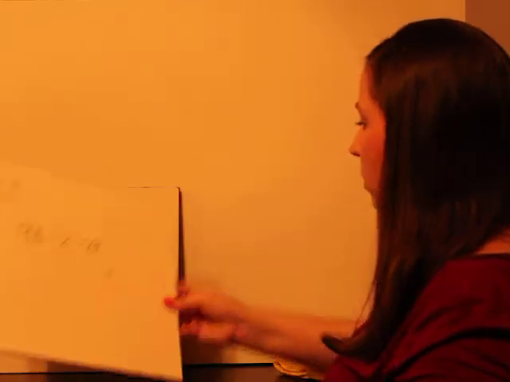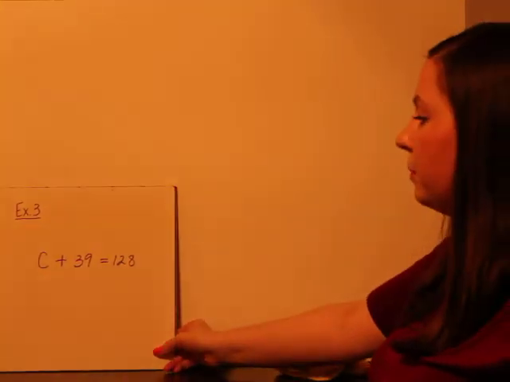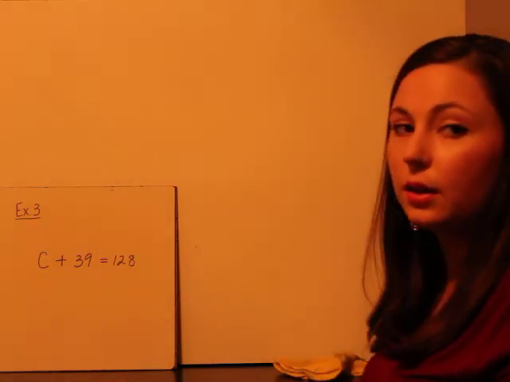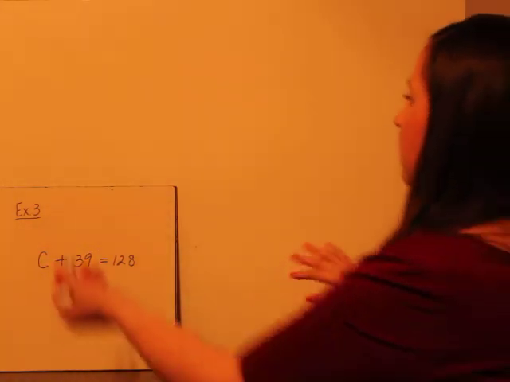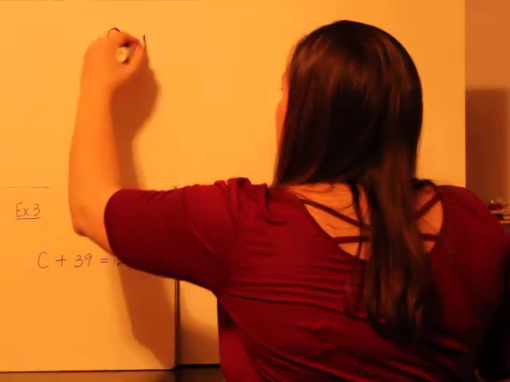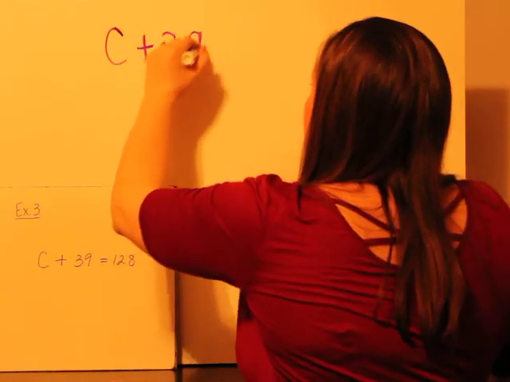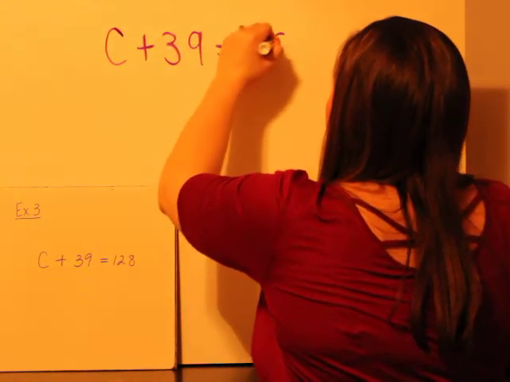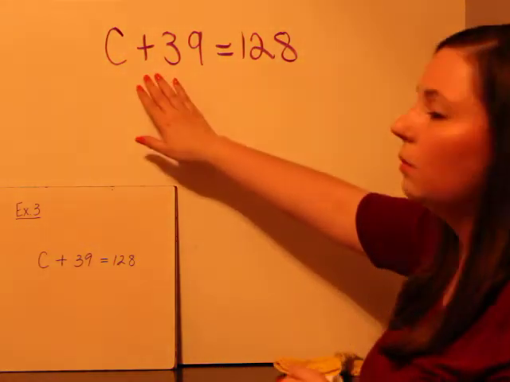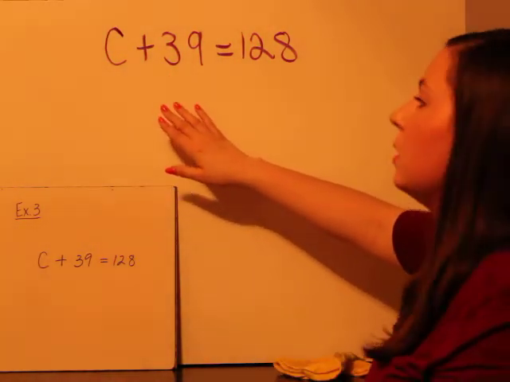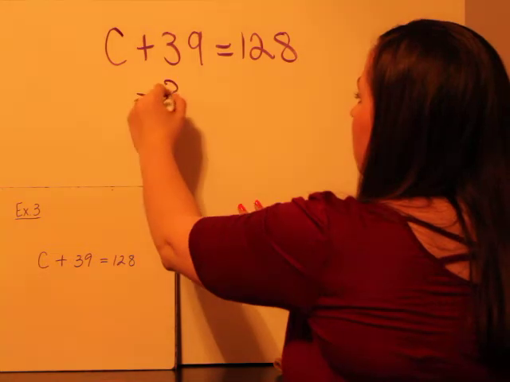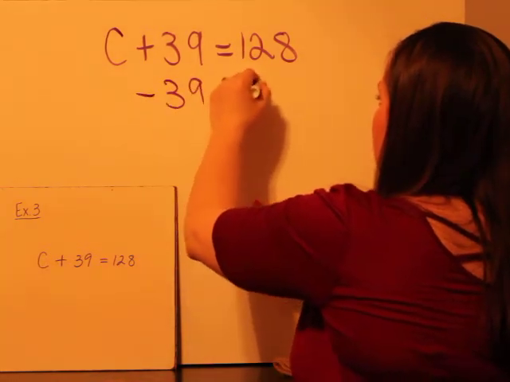Going to start getting into a little bit bigger numbers here. So c plus 39 is equal to 128. C plus 39 equals 128. Okay, to get rid of addition, we've got to do subtraction. So minus 39 here, minus 39 here.